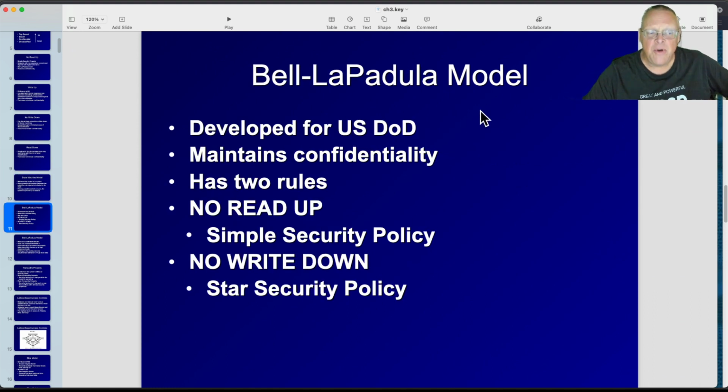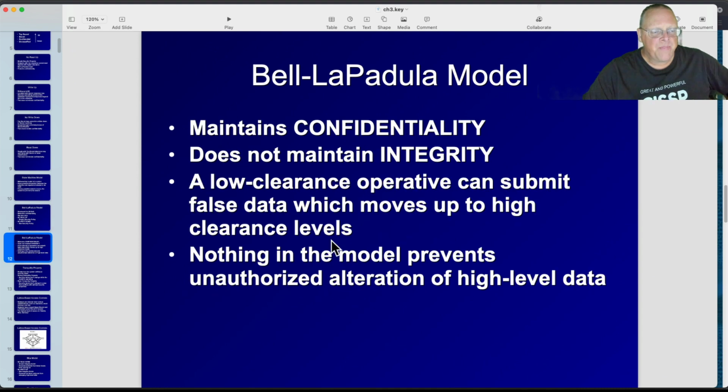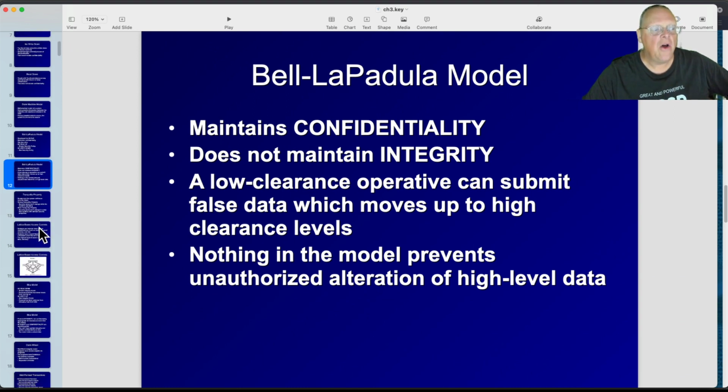So the Bell-LaPadula model was defined for the Department of Defense, and their first issue was confidentiality. No read up and no write down. This gives you confidentiality. The problem is it doesn't give you integrity. A low clearance operative could submit false data, which goes up to high clearance levels and messes up your secrets. Even though they can't read the secrets, they can write up, and writing up could corrupt your secrets. So you have confidentiality, but you don't have integrity if these are your only rules, because an unauthorized person can alter data.